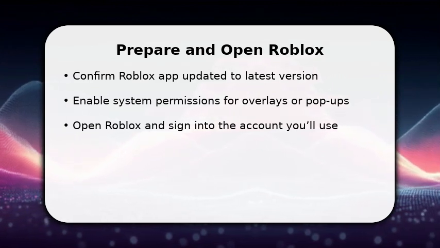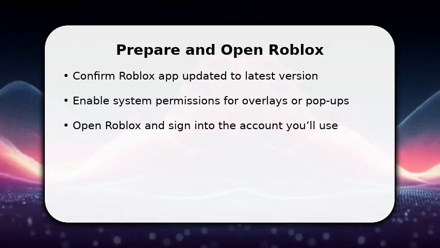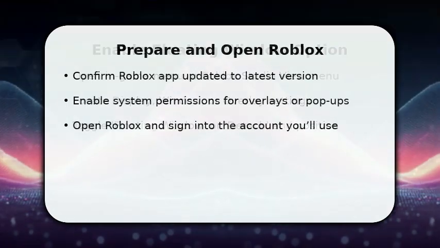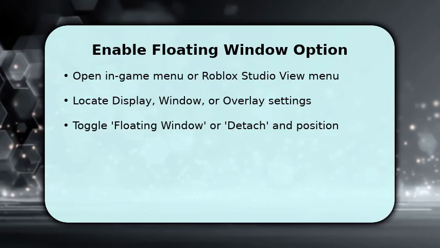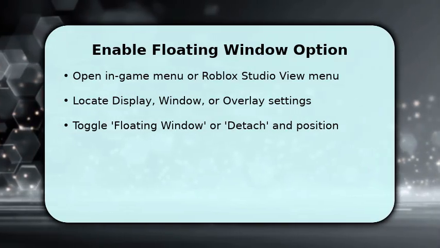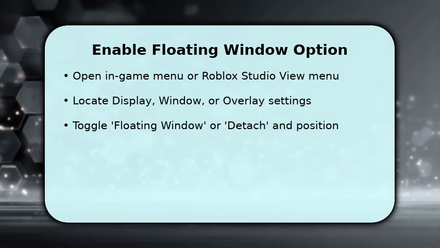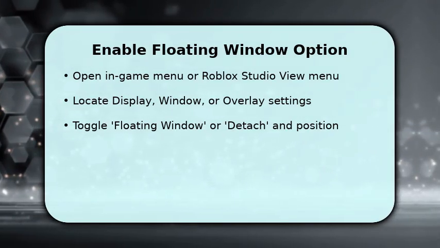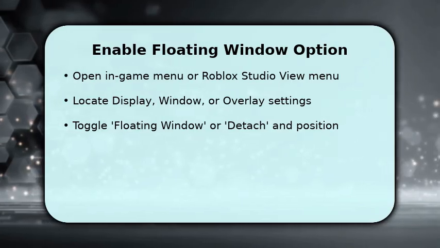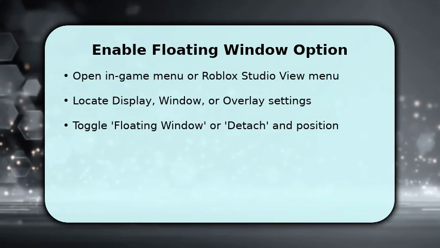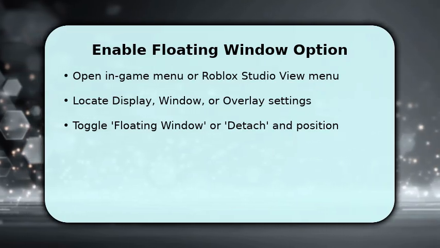Now you'll enable the floating window itself. In-game, open the main menu, or in Roblox Studio, use the View menu. These contain display controls. Then find the display, window, or overlay settings. Developers label the option differently, so scan for words like detach, float, or overlay. Toggle the floating window or detach option.